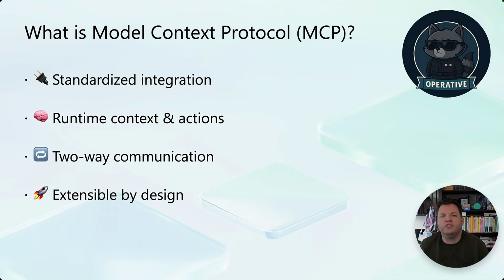MCP gives us one standard way to connect agents to many systems. You don't have to have custom connectors per API anymore. The agent speaks MCP once and systems can plug in behind it. And this is where agents get really powerful. They fetch live data and invoke tools while responding as part of the conversation.